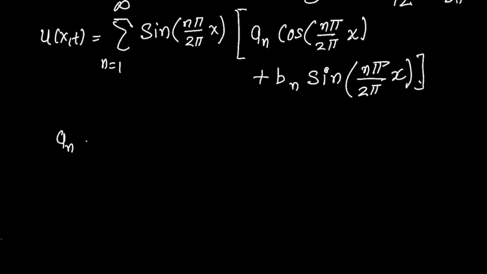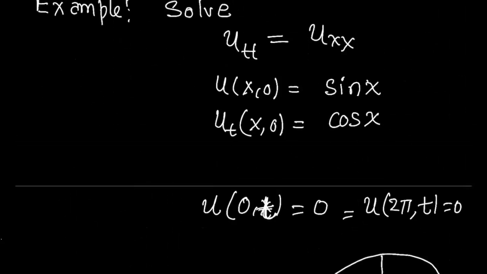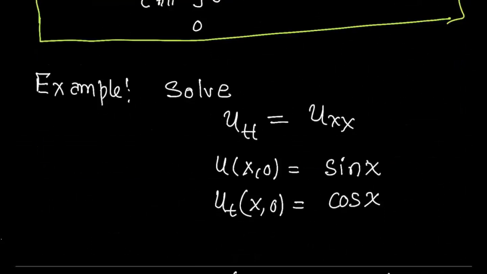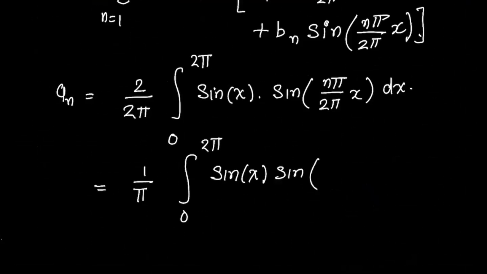Where a_n is 2 over 2 pi, integral from 0 to 2 pi, and f(x) is sine x, times sine n pi over 2 pi x dx. I just want to make the integration simple. That's why I chose that one. You see, this is sine x, and this is n pi over L. So this becomes 1 over pi, integral from 0 to 2 pi, sine x times sine of n x divided by 2 dx.